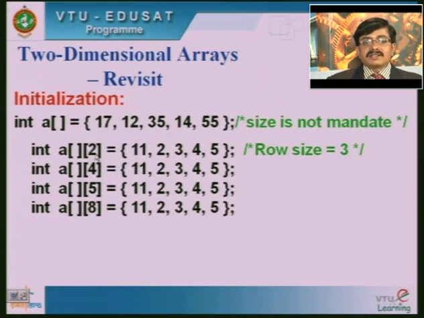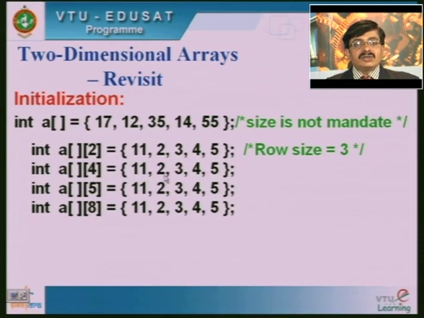Once we define the column size, the row size is not necessary, because based on the number of elements provided, we can compute the row size. Since each row will have 2 elements, if we divide the number of elements by 2, we get the row size, and this is how the row size will be computed internally by the compiler. Now, look at the second declaration: int A, row subscript I am not mentioning, column subscript is 4, and I am mentioning the 5 elements again. So, this says that each row will have 4 elements.